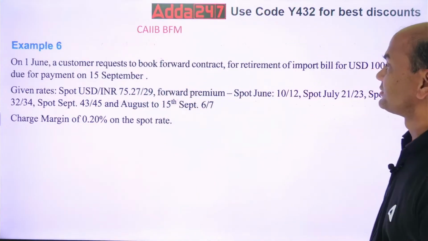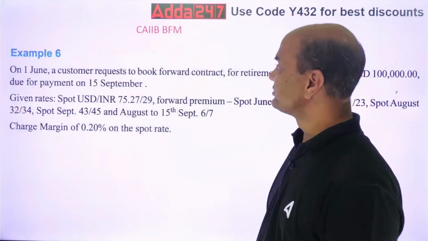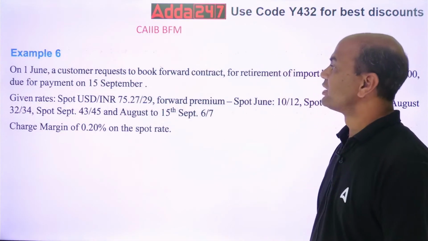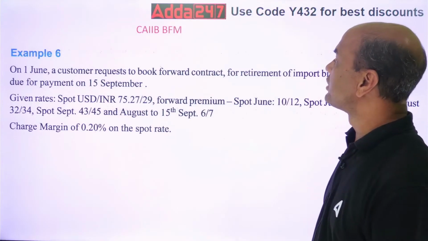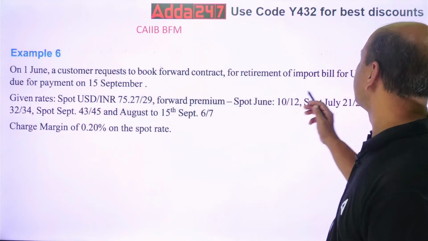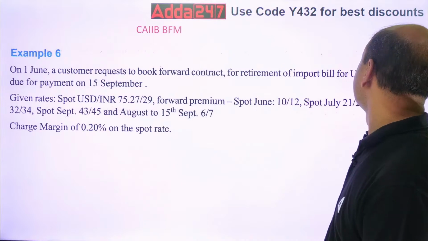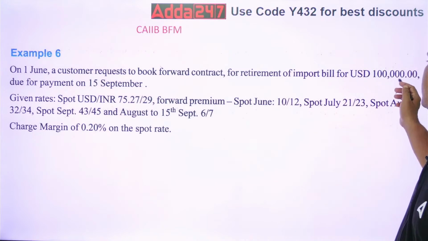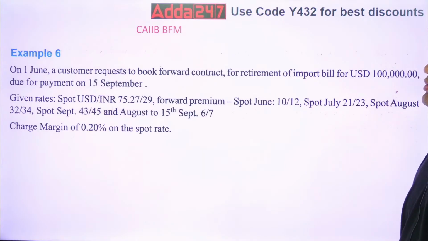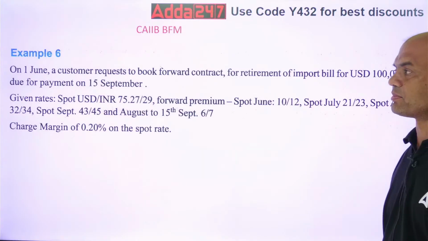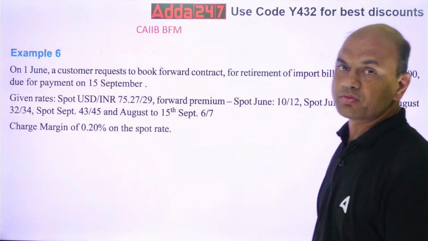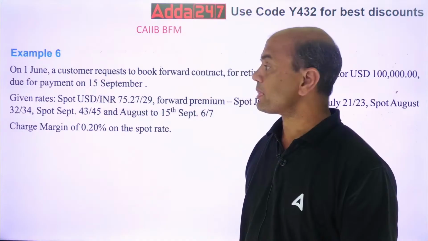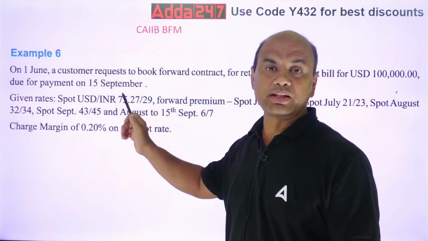Let's start. On 1st June, a customer requests to book a forward contract for retirement of an import bill of USD 1 lakh. USD amount is 1 lakh. Due for payment on 15th September. It is from your Macmillan book. So, due for payment on 15th September.